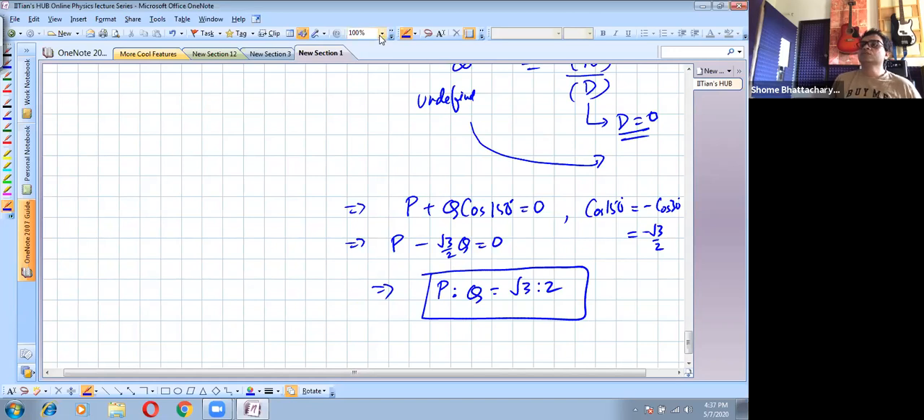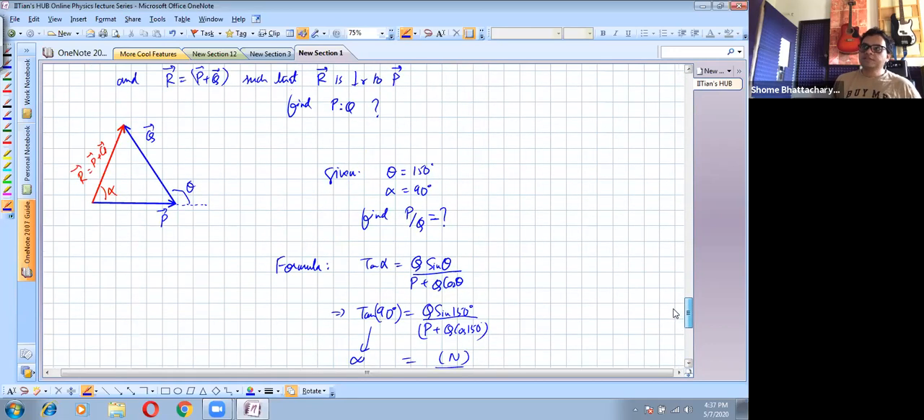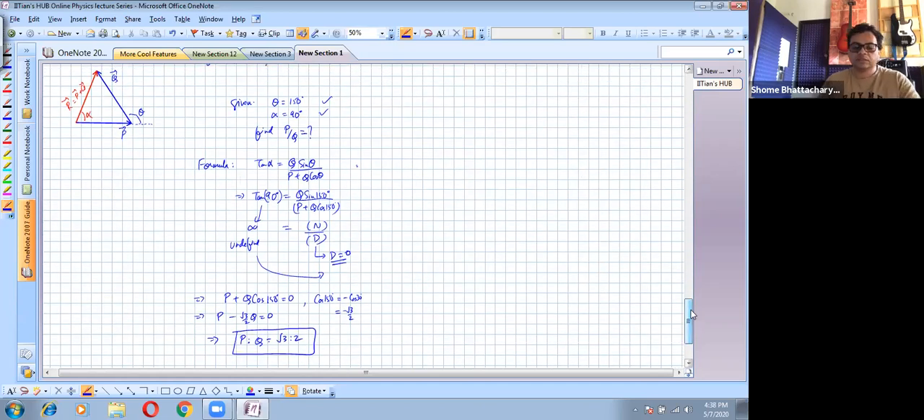So this is the most brute force kind of method. I don't want to really use any tricks or anything. I'm just making use of the formula that I already know. I know the formula for tan alpha. Here alpha is known, theta is known, and we have to find the ratio of P is to Q. I'll leave this on the board for a little bit of time so you can understand the whole process.